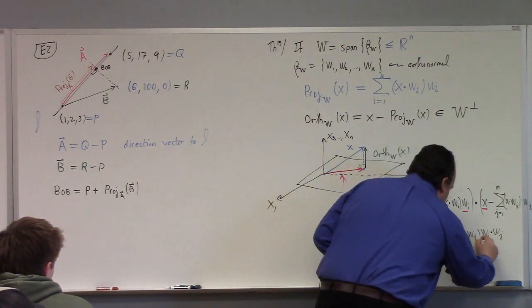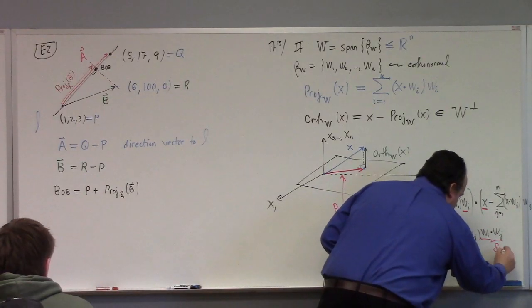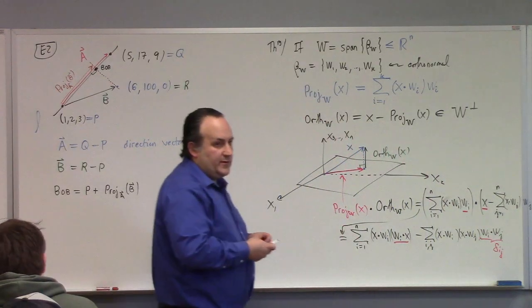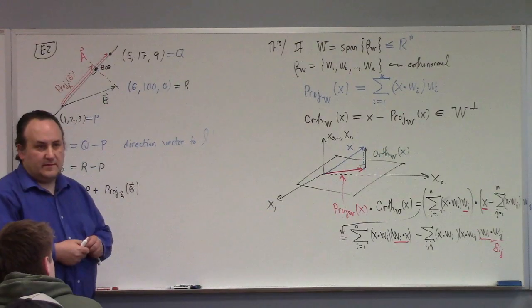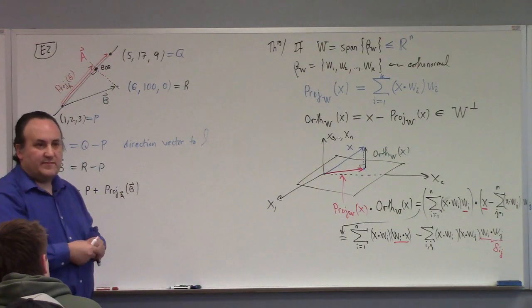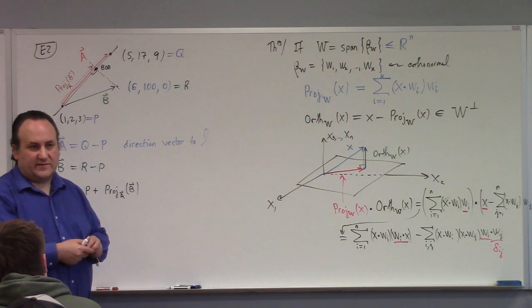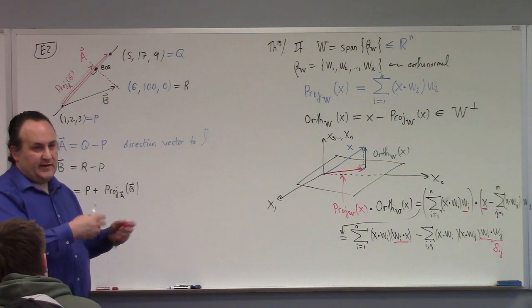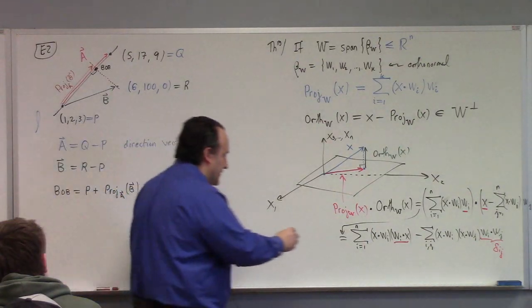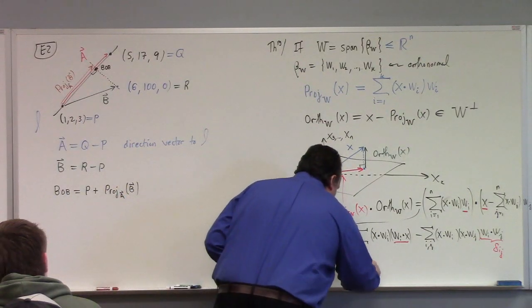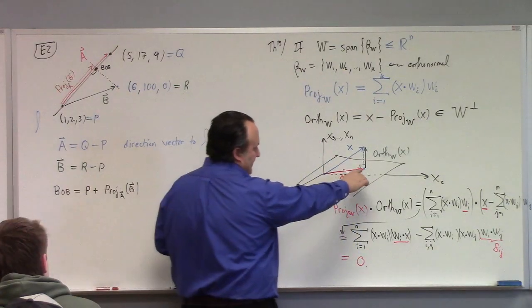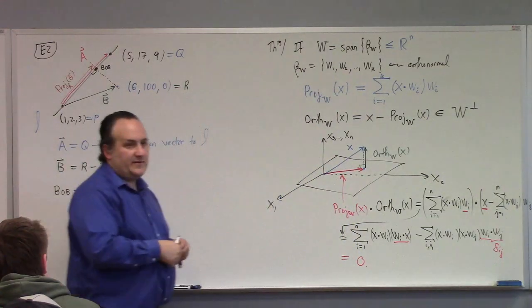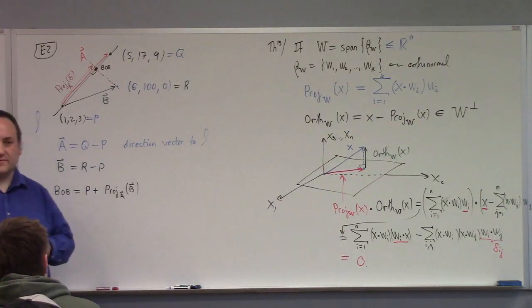So notice that this is the Kronecker delta ij by assumption, because we're working with an orthonormal basis for W. So the sum over j collapses, and we just have the sum over i of x dot wi squared. So this is equal to 0. That proves that I'm justified in putting my little right angle thing there, right? They are indeed perpendicular vectors, right?